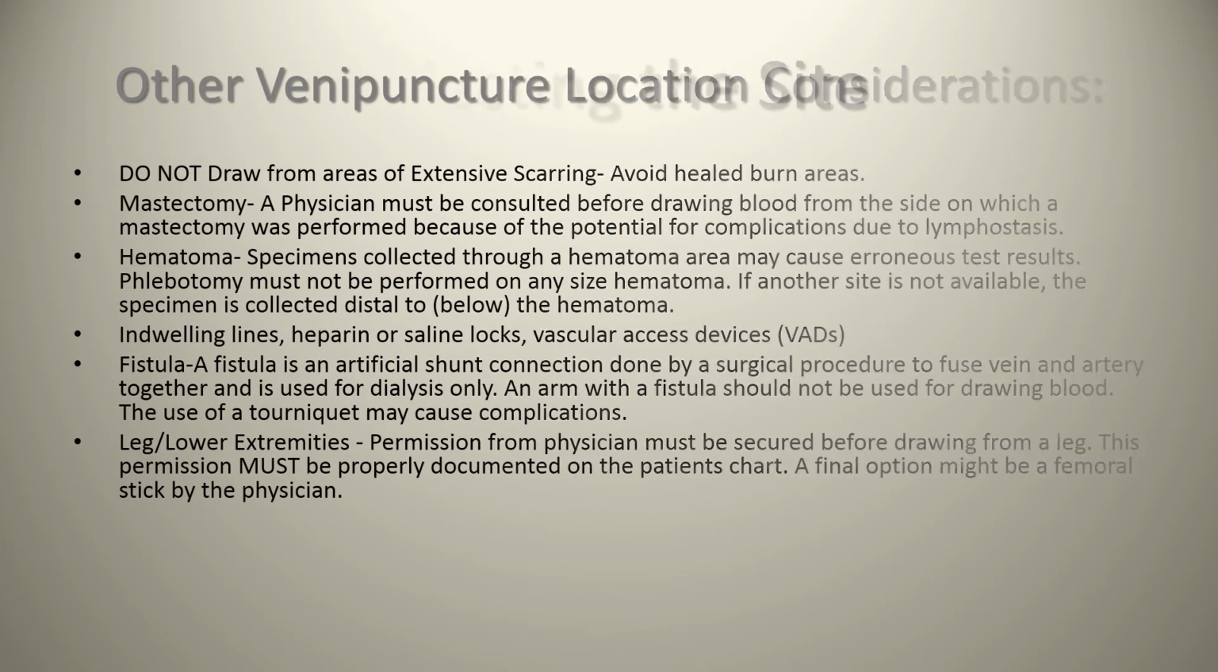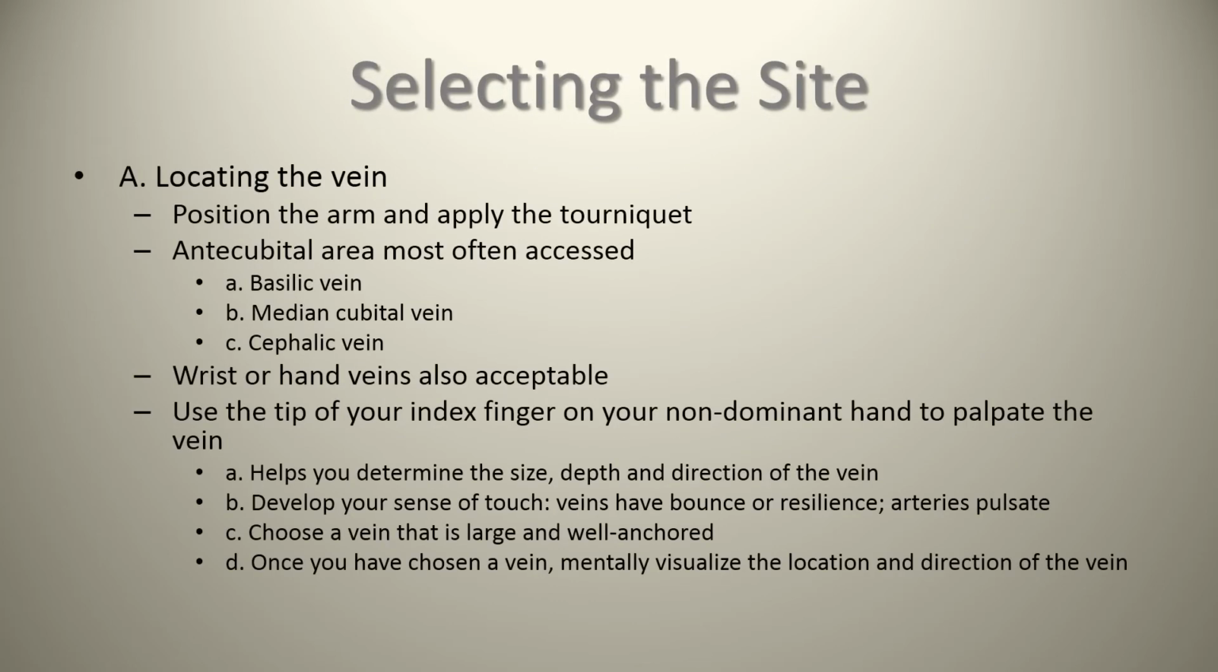Selecting the site, so locating the vein. Position the arm and apply the tourniquet. The antecubital area is most often accessed for the basilic vein, the median cubital vein, or the cephalic vein. Hand and wrist veins are also acceptable. Use the tip of your index finger on your non-dominant hand to palpate the vein. This helps you determine the size, depth, and direction of the vein. It also helps you develop a sense of touch. Veins have a bounce or resilience. Arteries pulsate. Choose a vein that is large and well anchored.